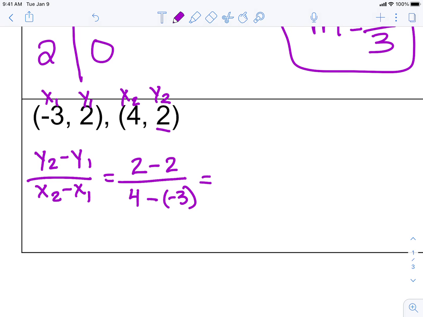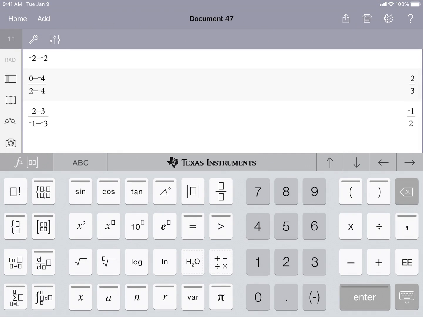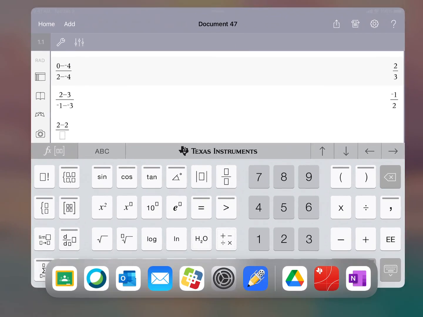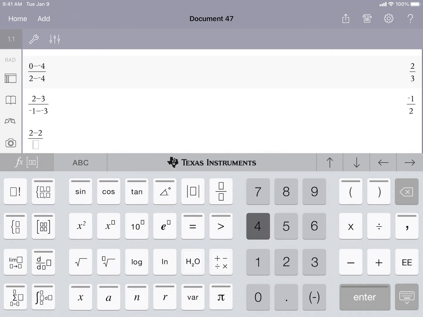So I'm going to type that into our handy dandy calculator. 2 minus 2, over 4 minus a negative 3. There we go. And we get 0.